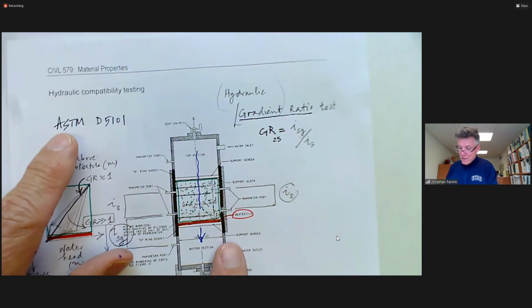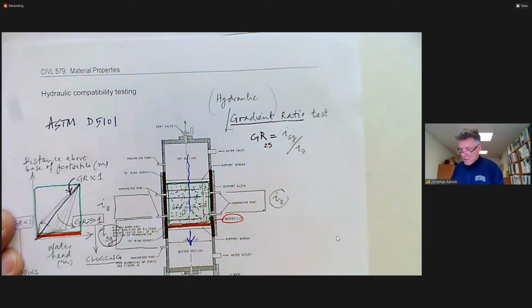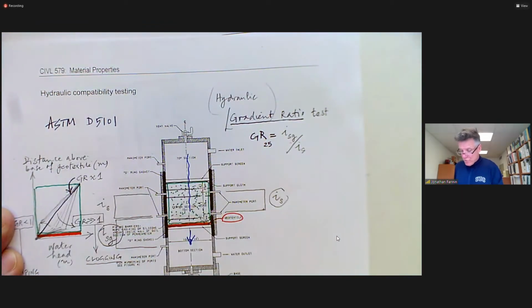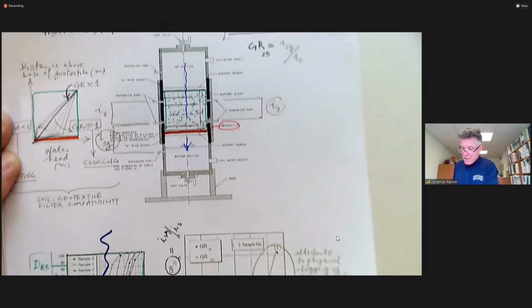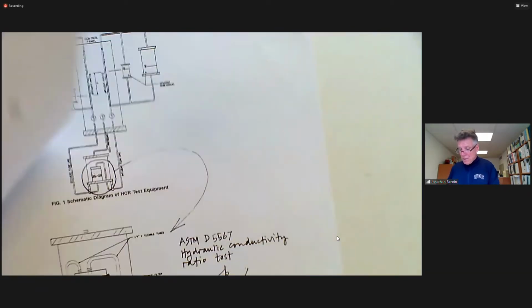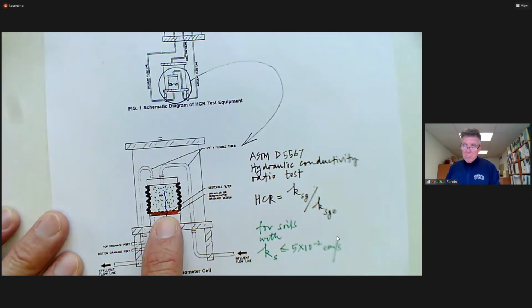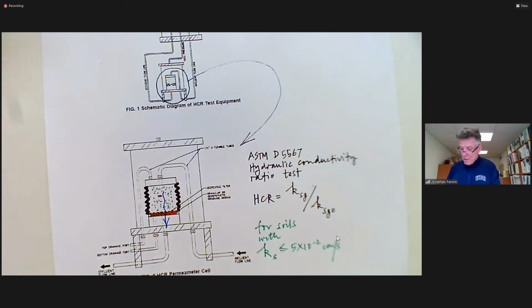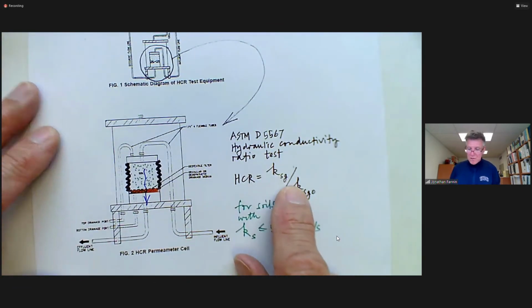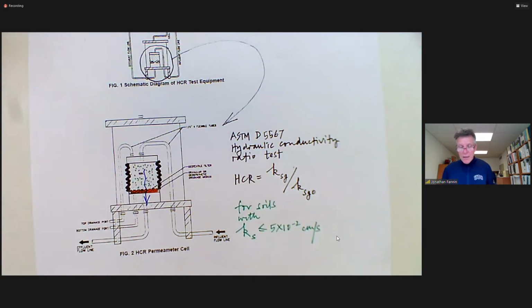You can do it in a gradient ratio test. You reconstitute a partially saturated soil, flow water through it, and look at a hydraulic gradient ratio. Or you can put it in a flexible wall permeameter, back pressure it to saturate it, and look at a hydraulic conductivity ratio. And the interpretation then becomes a little, well, we'll talk about the interpretation when we examine filter design.